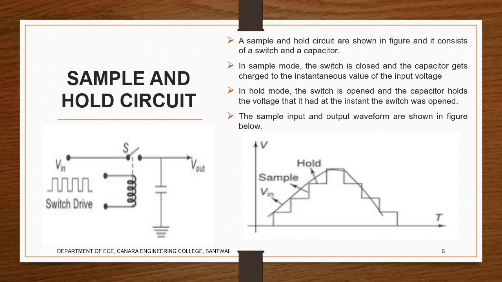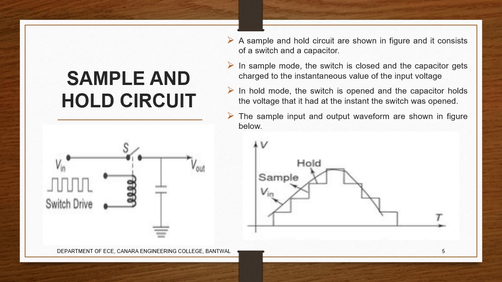In the hold mode, the switch is opened and the capacitor holds that voltage at the instant of time the switch was opened. We have to charge the capacitor up to a certain level, so we switch it on, and when the capacitor has to be stopped, we open the switch. That we call the hold mode. Charging the capacitor is the sample mode; holding it, or making it stop charging, is called the hold mode.